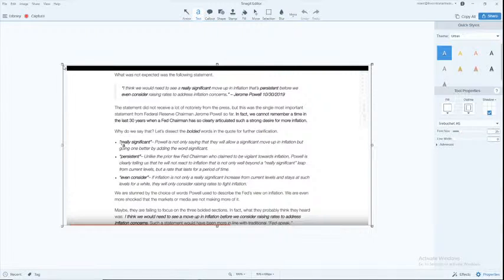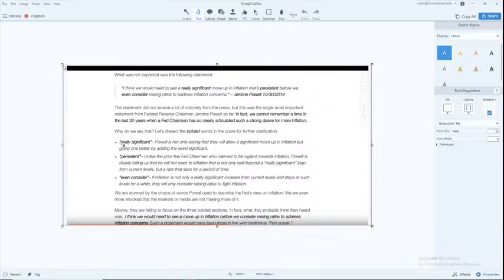And how, for the life of me, is inflation good for the average consumer? I have no idea. Can somebody please answer that question? The destruction of the U.S. dollar, how is that good for the U.S. consumer? It's beyond me. The next word, persistent.